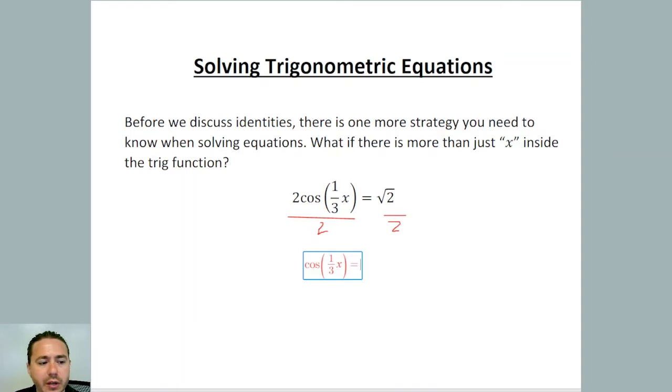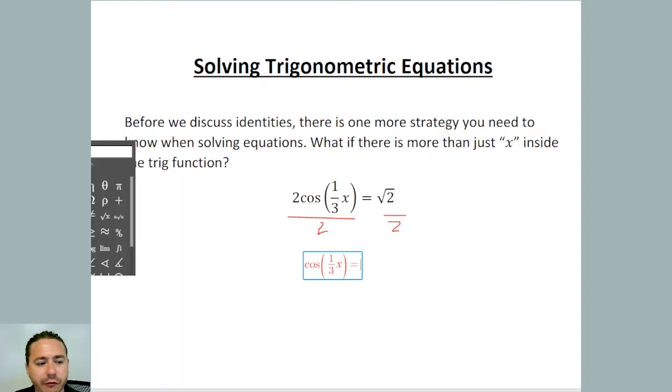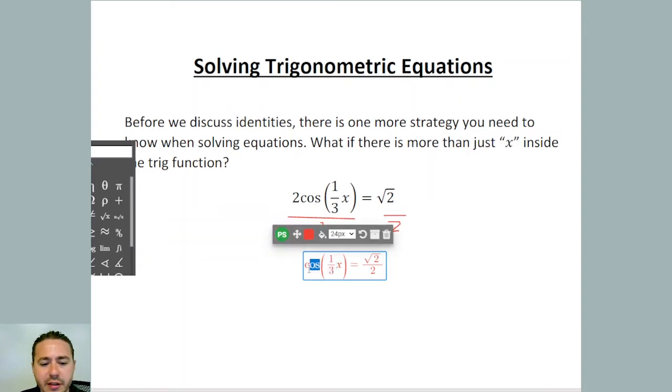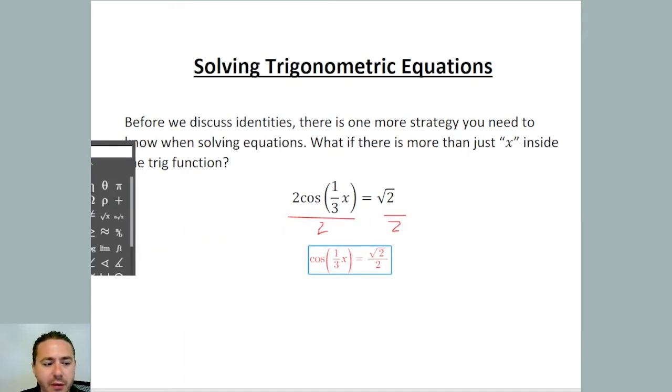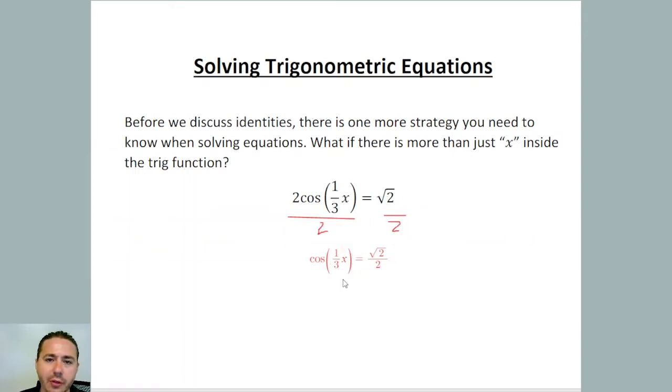So here's where we're going to actually stop doing what we did before. Just take a minute to pause here. We still want to get rid of this 1/3, but the thing is we can't really undo this until we undo the cosine. So we're going to just take a moment and actually find the angle measures around the unit circle where cosine is equal to root 2 over 2.